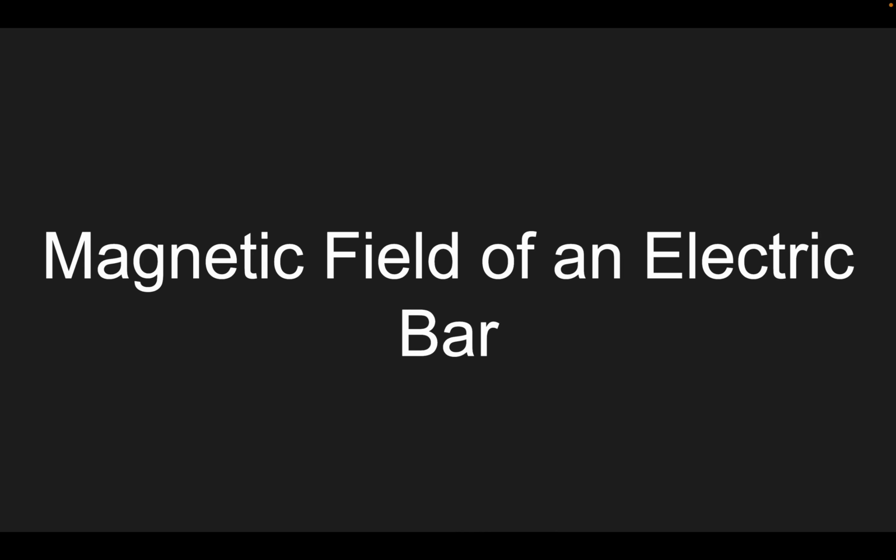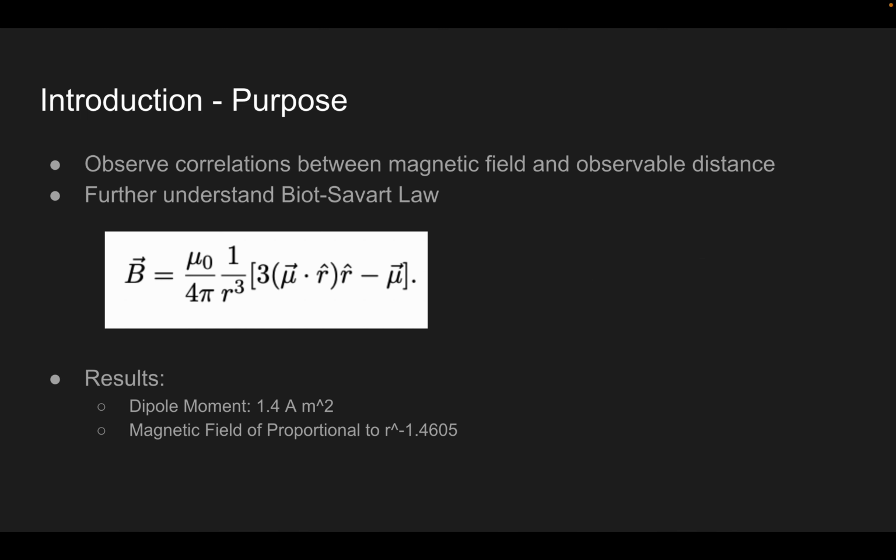This is my lab report for the magnetic field of an electric bar. For the introduction, the purpose of this lab is to observe correlations between magnetic field and observable distance. It is also to further understand the Biot-Savart law and further explore this relationship computationally.